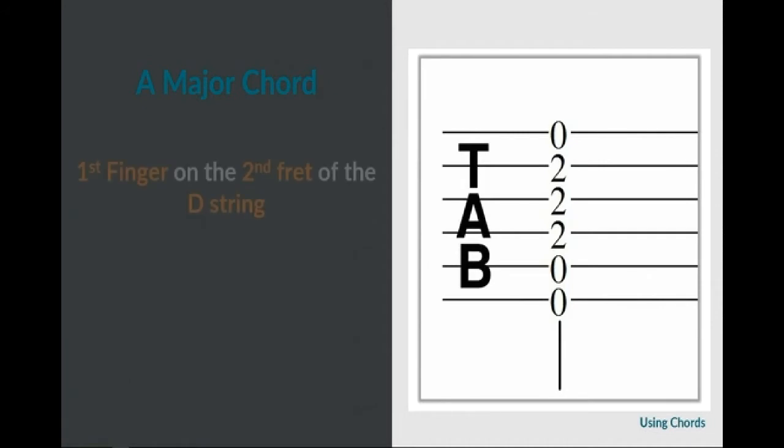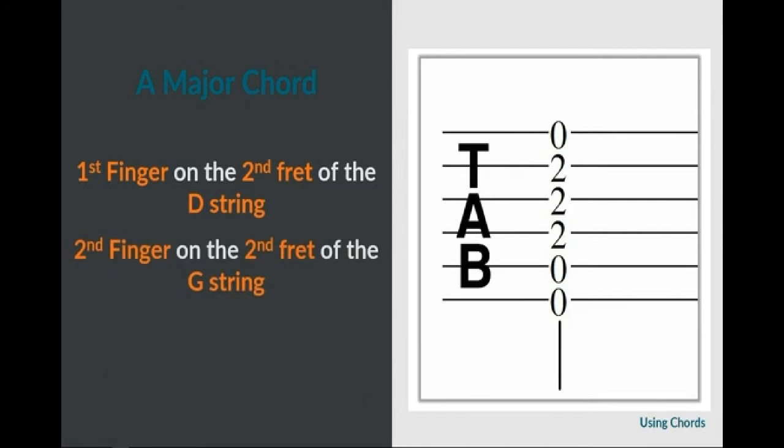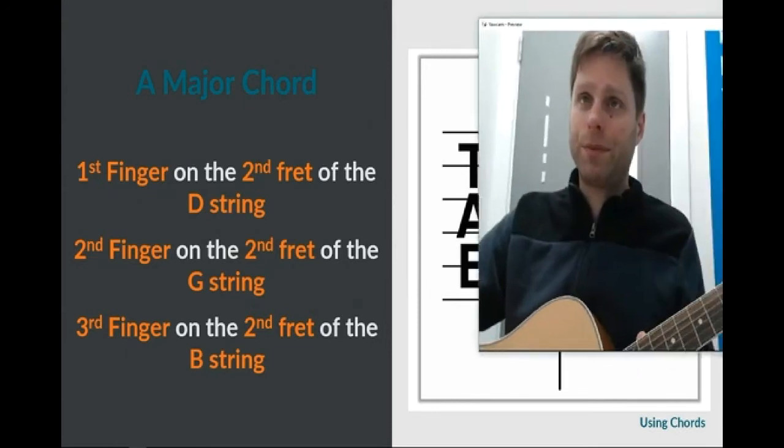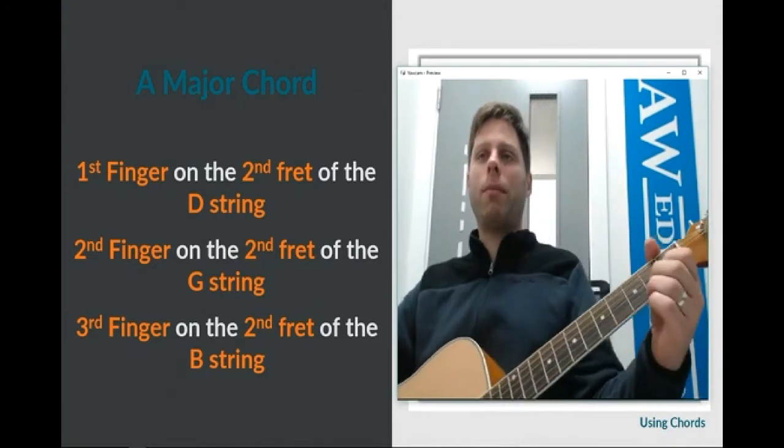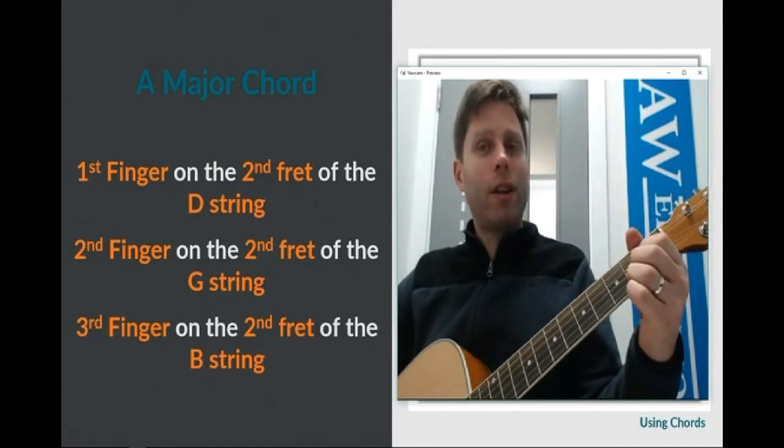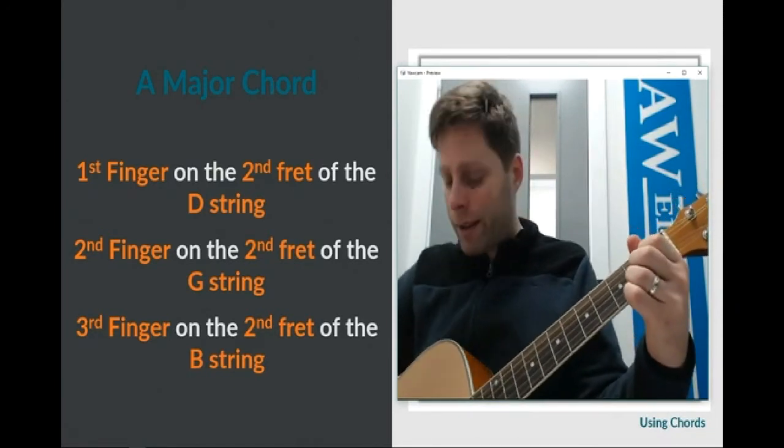So here, now on the screen, we have the A major chord, and there are two different variations in the fingerings that I'm going to show you. This first fingering has the first finger on the second fret of the D string, the second finger on the second fret of the G string, and the third finger on the second fret of the B string. Let me pop myself over there, and then we have to get all of our fingers on that second fret.